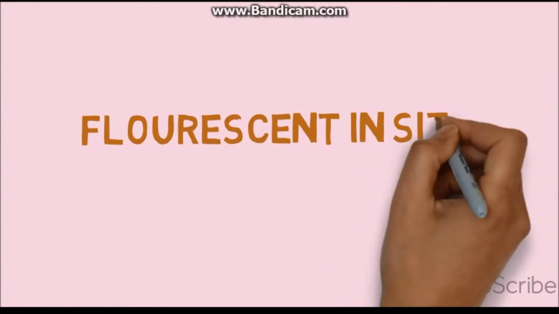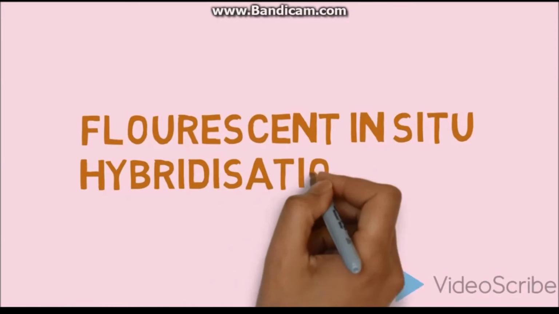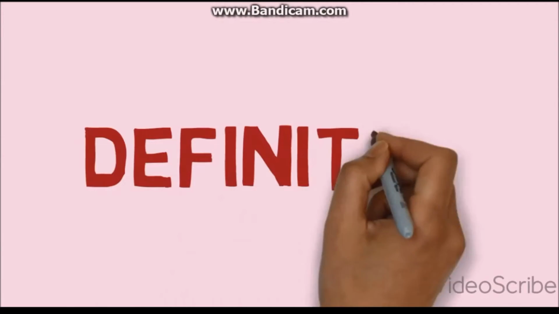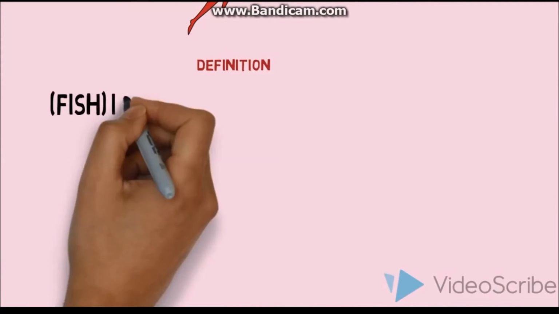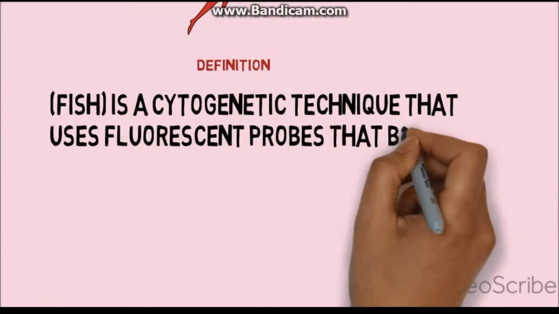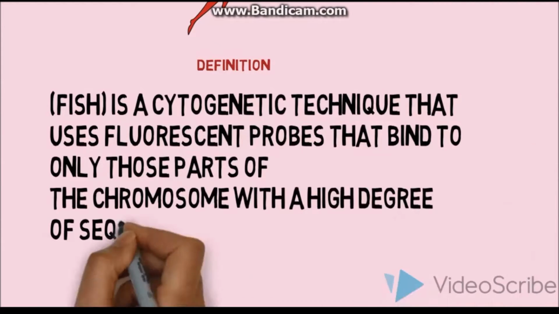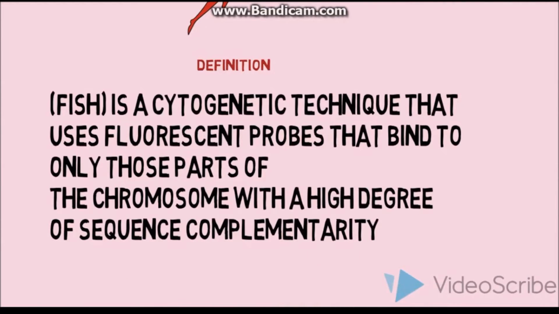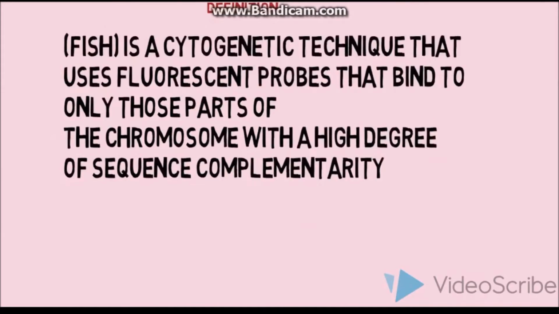Fluorescent in situ hybridization, or FISH. Definition. FISH is a cytogenetic technique that uses fluorescence probes that bind to only those parts of the chromosome with a high degree of sequence complementarity.